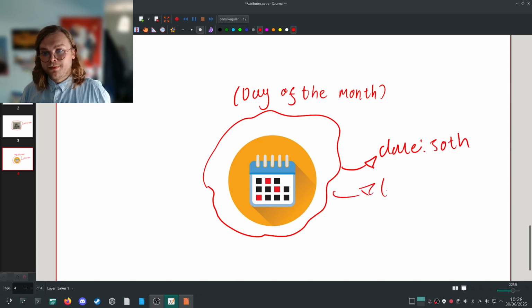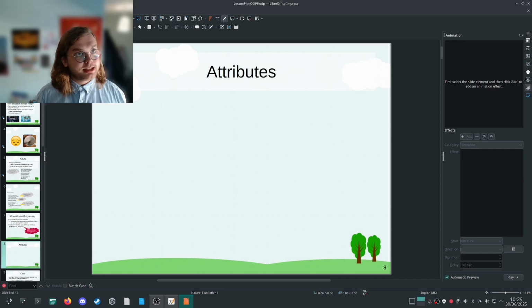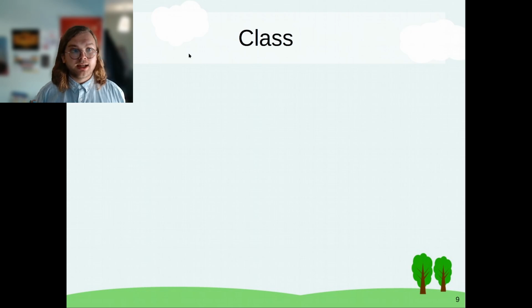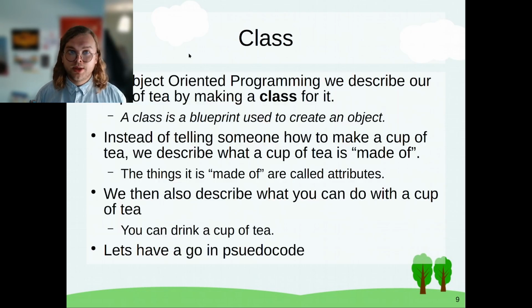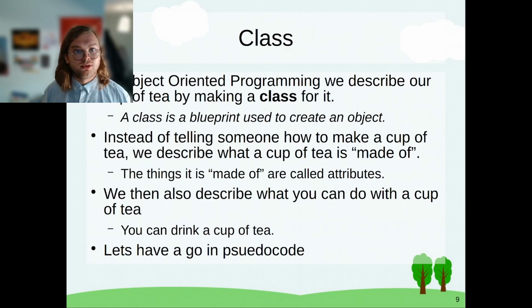The temperature, as you can probably tell by my webcam, would be very, very hot. And etc, etc. So, now that we hopefully understand what attributes are, we can talk about classes. So, in object-oriented programming, we describe our cup of tea by making a class for it.